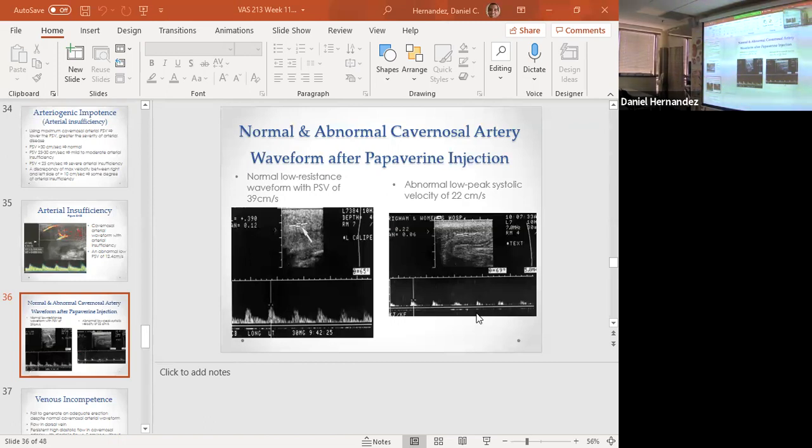So this is normal versus abnormal waveforms after papaverine injection. Normal low resistant waveforms with the peak systolic velocities of 39. So this would be normal. And then abnormal with abnormally low peak systolic velocities.